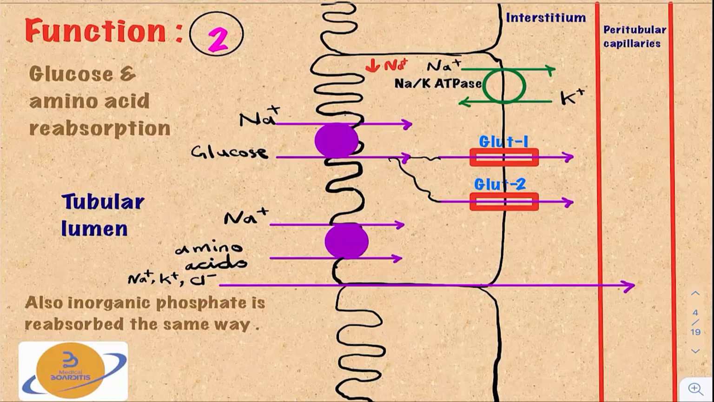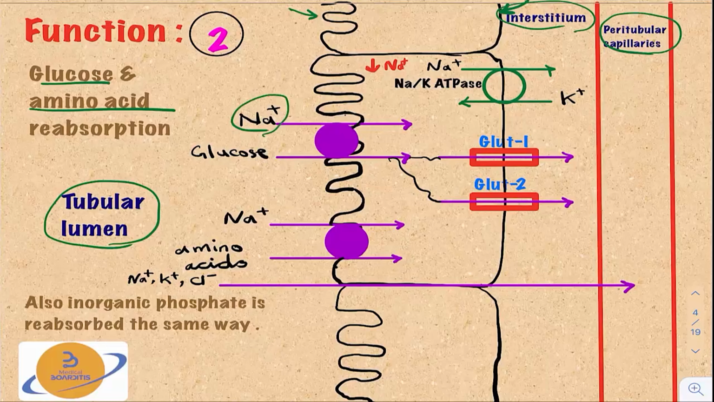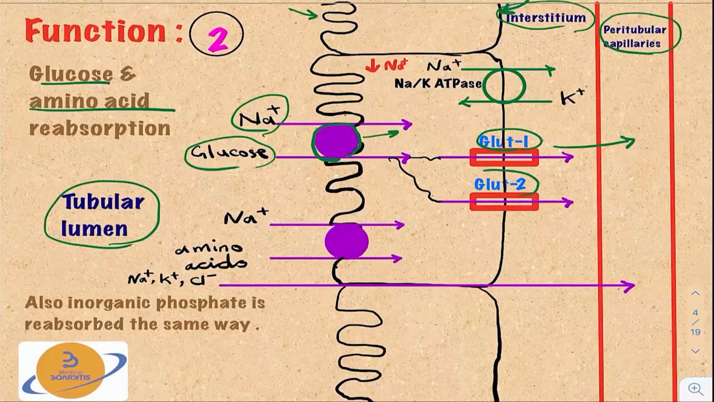The second function is the glucose and amino acid reabsorption. So again, this is the tubular lumen, this is the interstitium, this is the peritubular capillaries, this is the apical surface, and this is the basolateral surface. Sodium and glucose move into the inside of the brush border cells through the sodium glucose symporter. And then the glucose becomes reabsorbed into the interstitium and into the blood through glucose transporter 1 and glucose transporter 2.